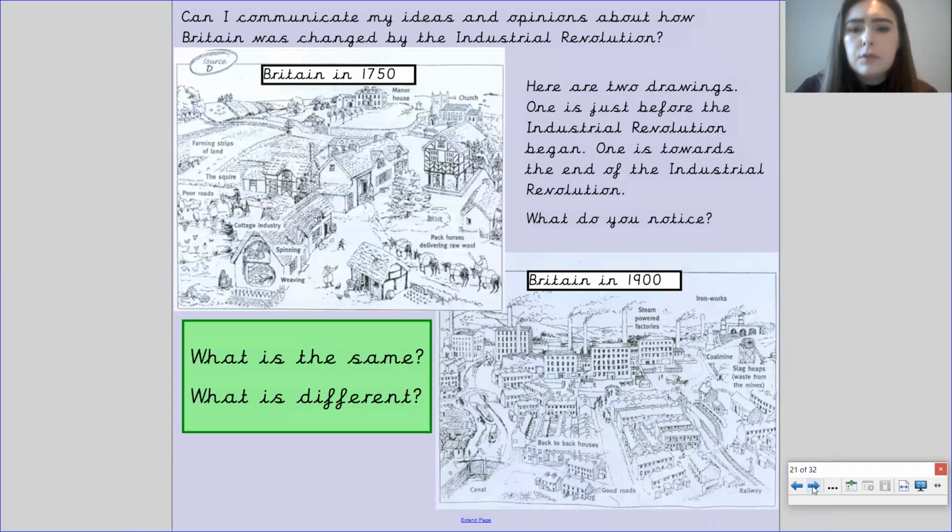So here are two drawings. Now, one is just before the Industrial Revolution began, and one is at the end of the Industrial Revolution. And I want you to have a think about what you notice, what is the same and what is different. So on a piece of paper, I want you to make some notes about how Britain in 1750 looked and how Britain in the 1900s looked. So pause the video and have a go at doing this.